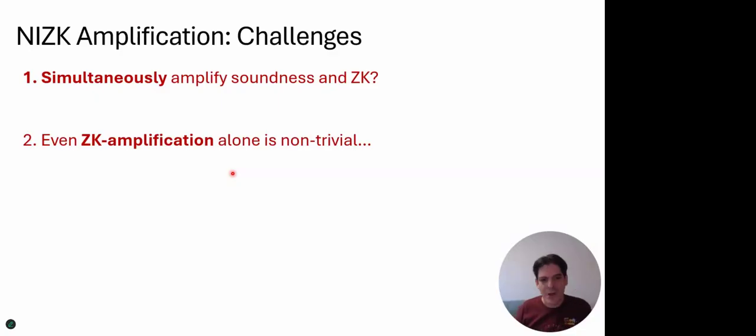So the second problem is that even zero knowledge amplification alone is non-trivial, right? It's not clear how to do this. We don't have the right tool for this. And note that this is a distinguishing problem, right? Our goal is to amplify the distinguishing advantage between the simulation and the real interaction.